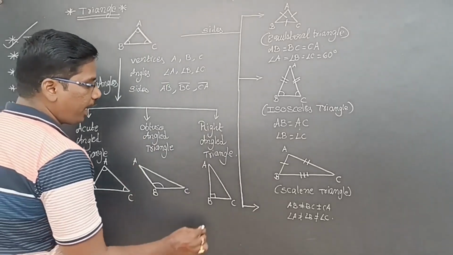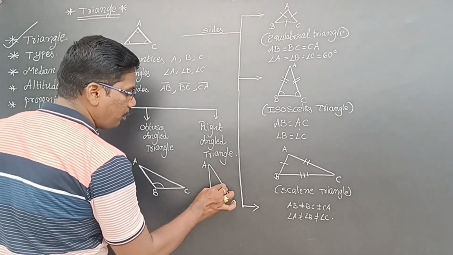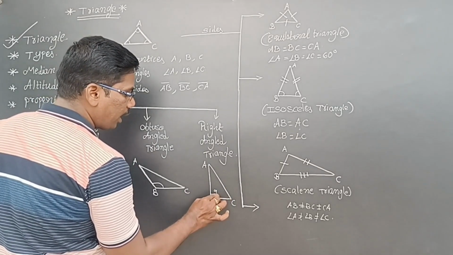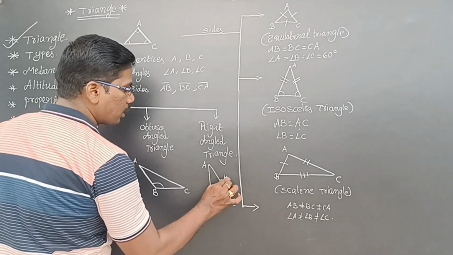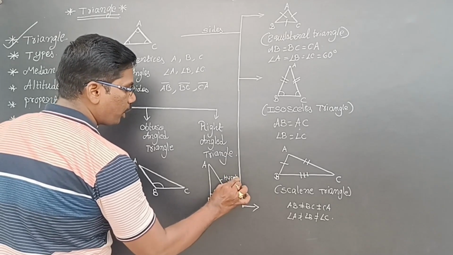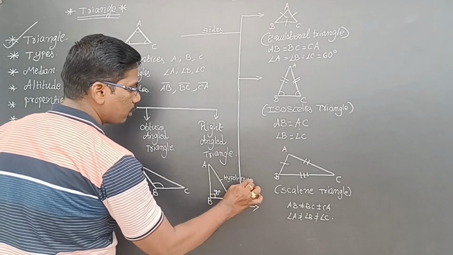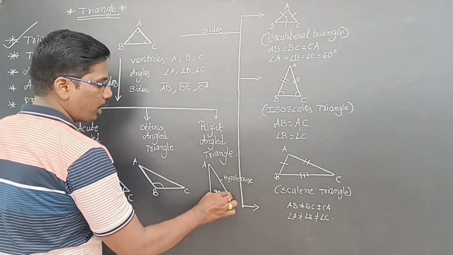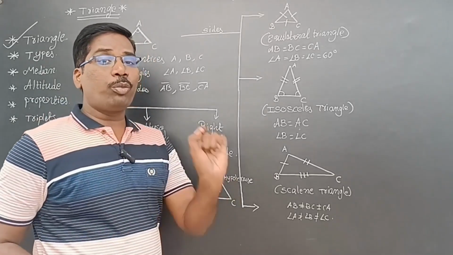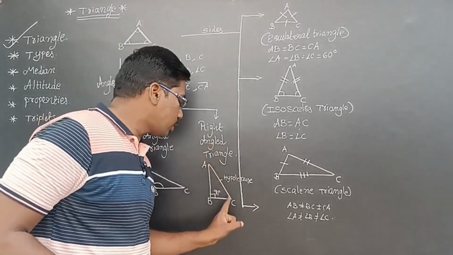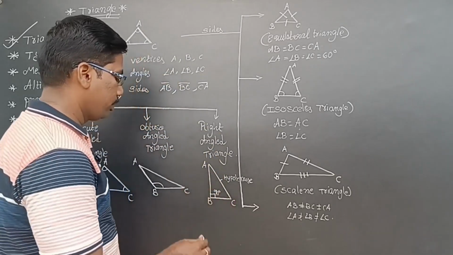So in this right angle triangle, what is the side which is opposite to the right angle, means 90 degrees? That is called hypotenuse. So this is hypotenuse. Now, for right angle triangle, only one property is there, that is hypotenuse square is equal to side square plus side square.